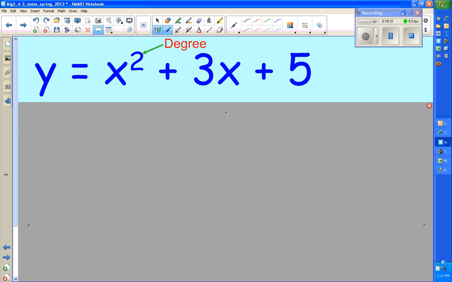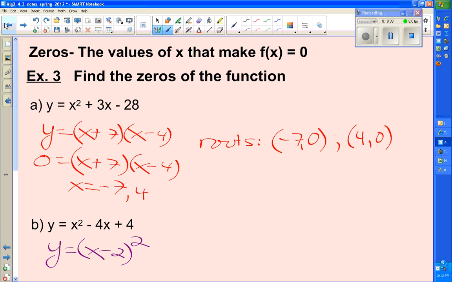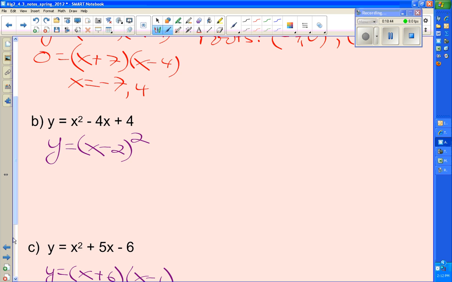Is there a way that we could have 1 x-intercept? Yeah, if it went right down and kissed off the x-axis. When will that happen? When you have a perfect square trinomial. The only root here is going to be 2, 0. Now for the bonus question on that, what kind of a root is 2, 0?